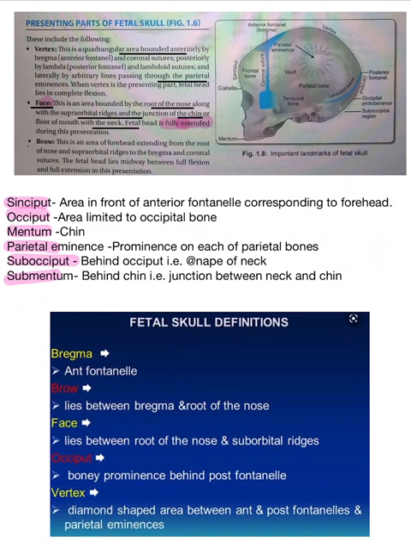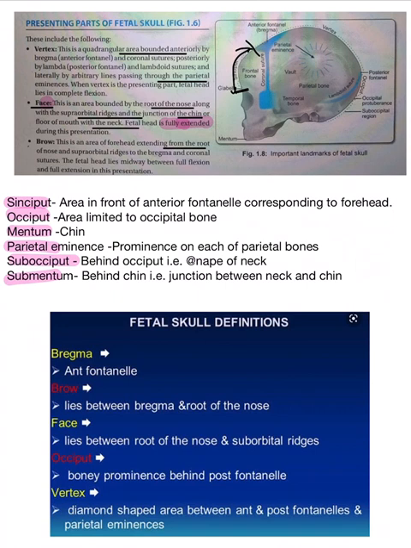Now coming on to the brow presentation. This brow presentation extends from the root of the nose, guys, this part, to the supraorbital ridges, to the bregma, that is the anterior fontanelle. So this part, guys, is basically the brow presentation.